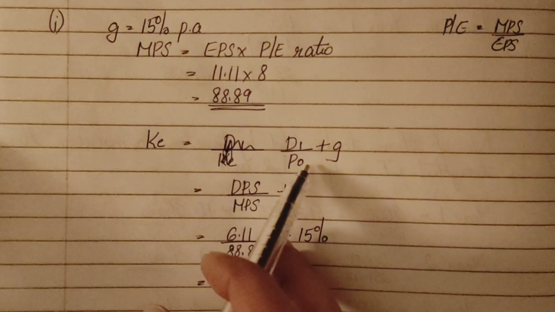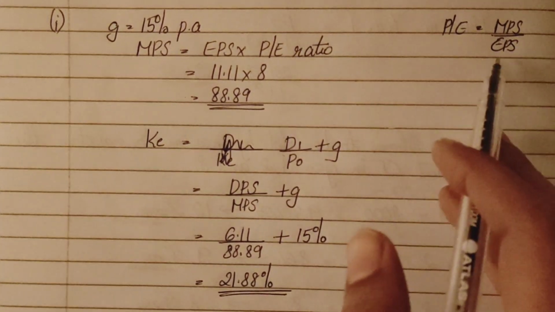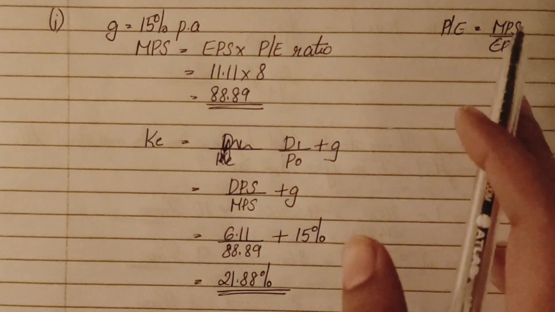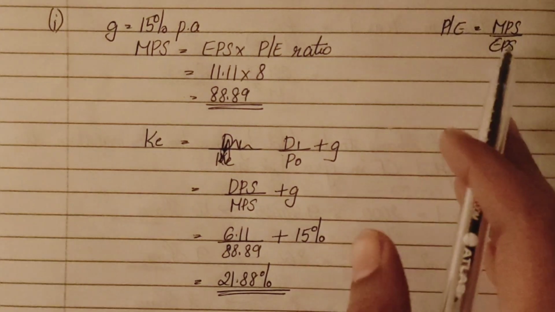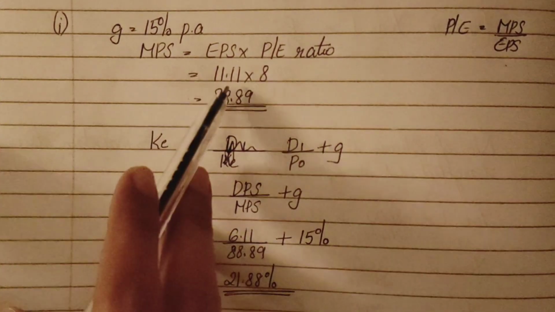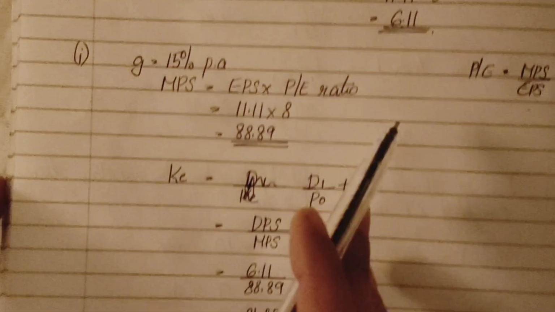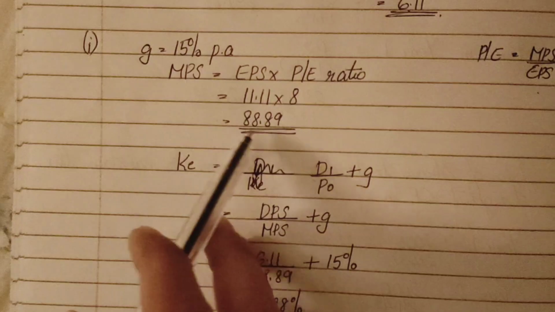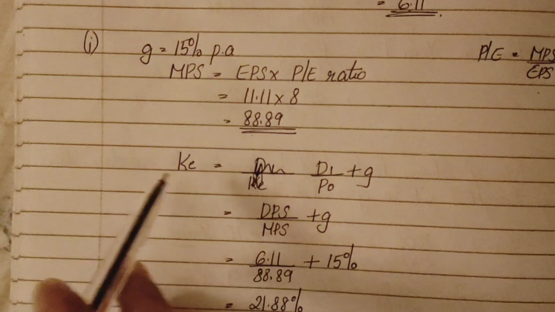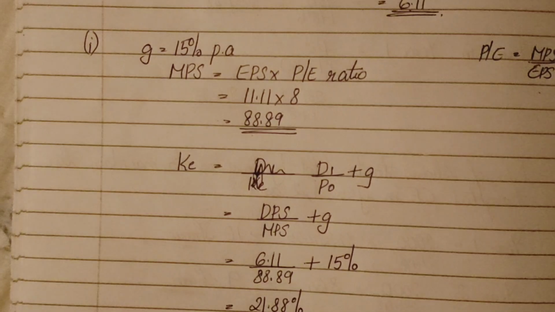P0 we can compute from the PE ratio. PE ratio means price divided by earnings. So price means PE into EPS. So market price per share is EPS 11.11 into PE ratio is 8 as per the question. So MPS is 88.89. Other formula will substitute. KE will be 21.88%.